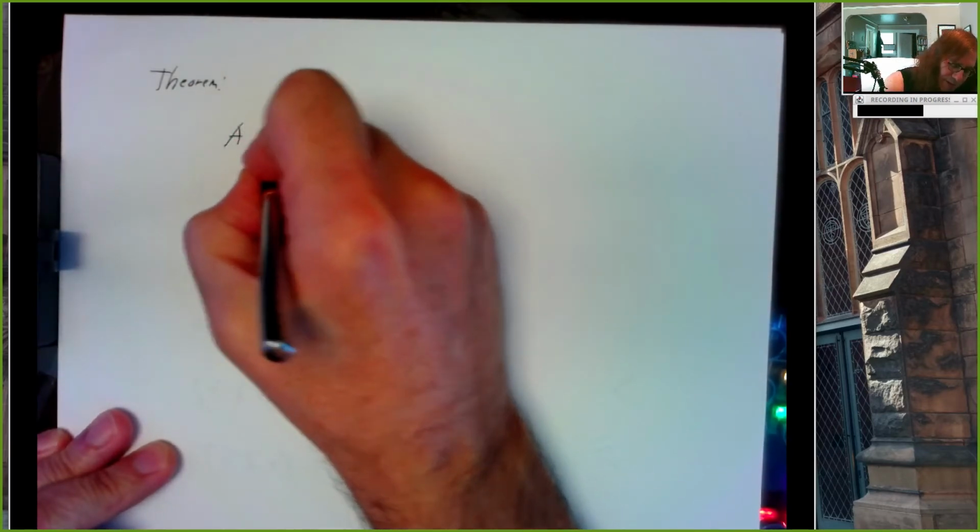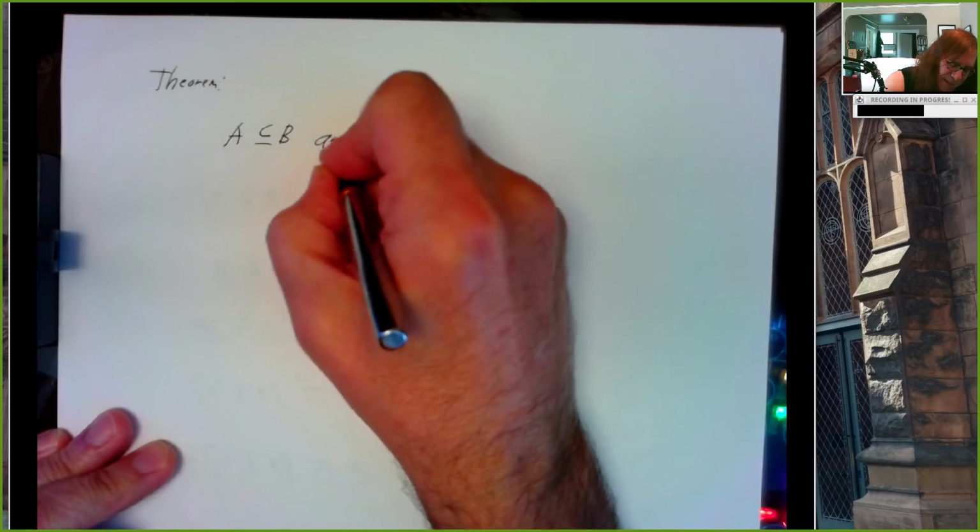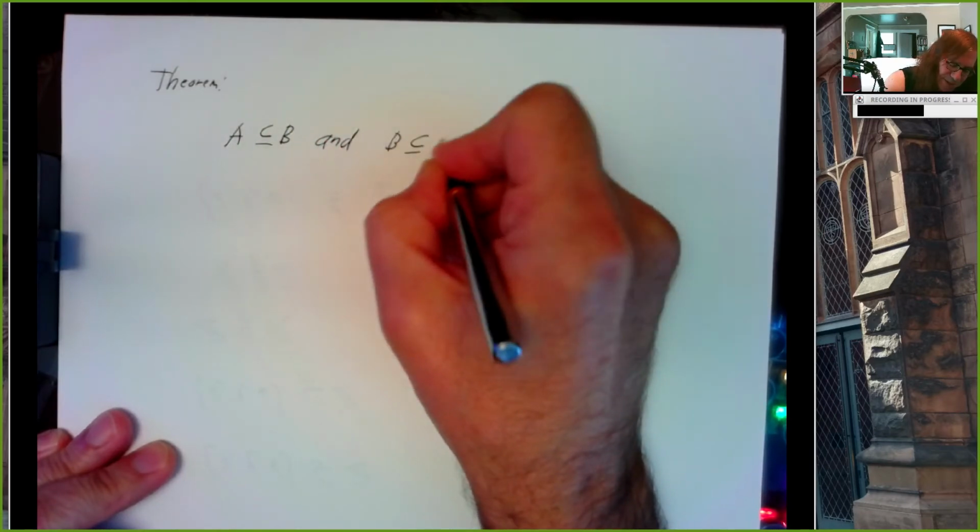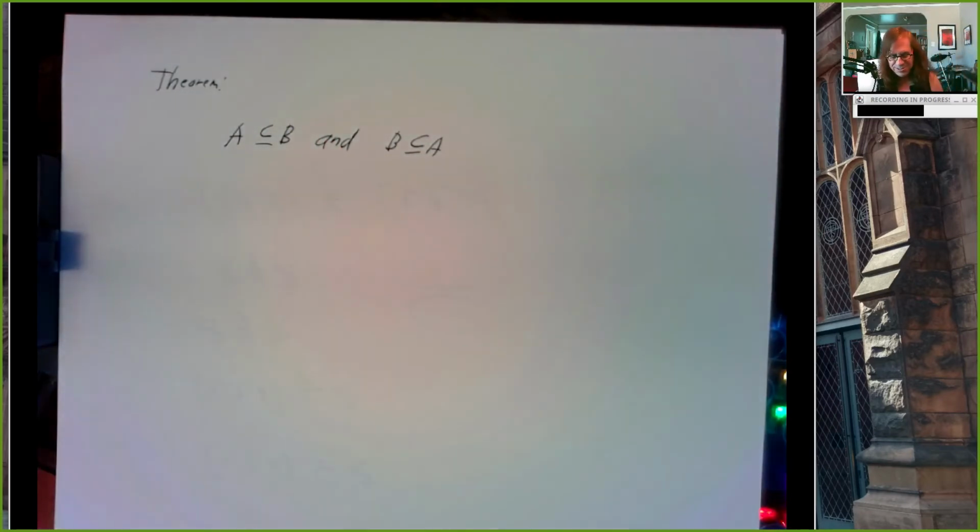So what does it mean if A is a subset of B and B is a subset of A? Suppose we can switch it around. Suppose both of those things are true. What's going on there? And they're the same. Yep.